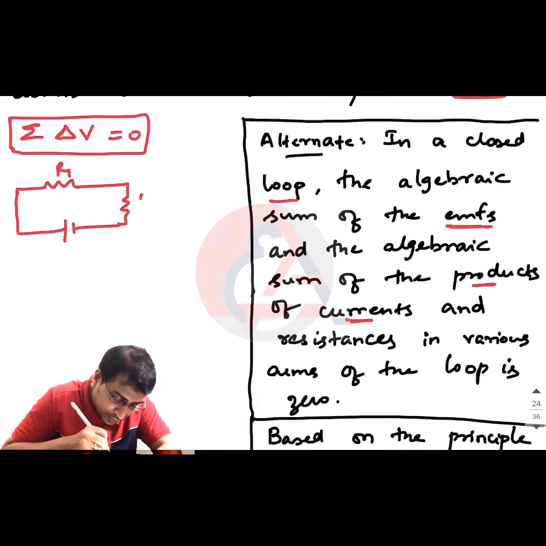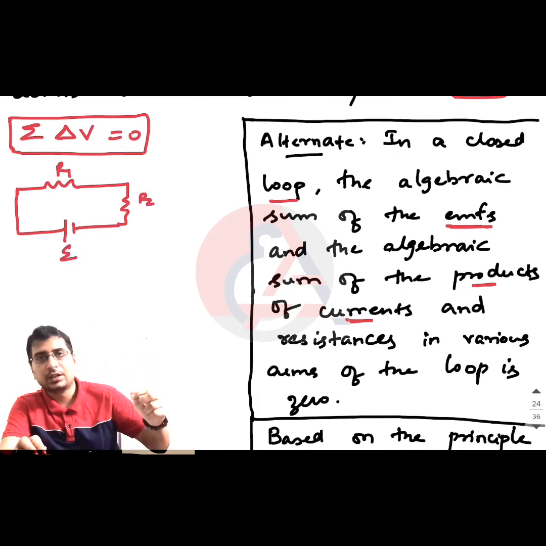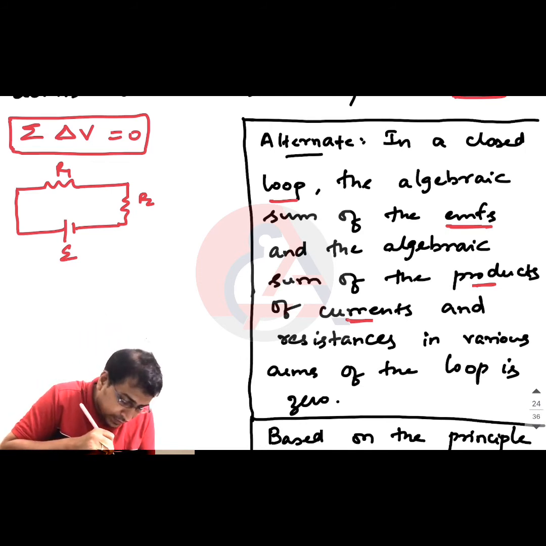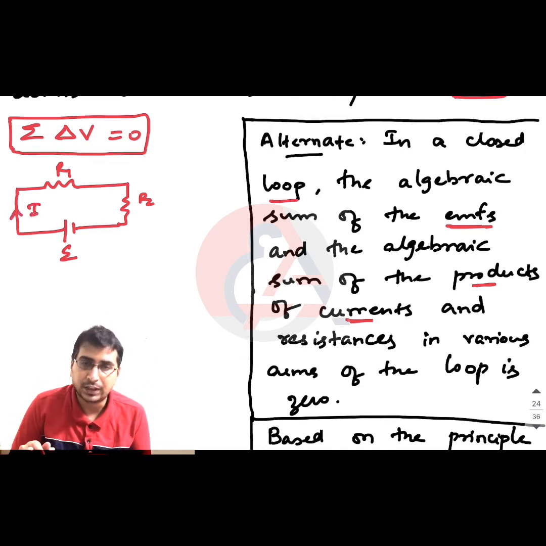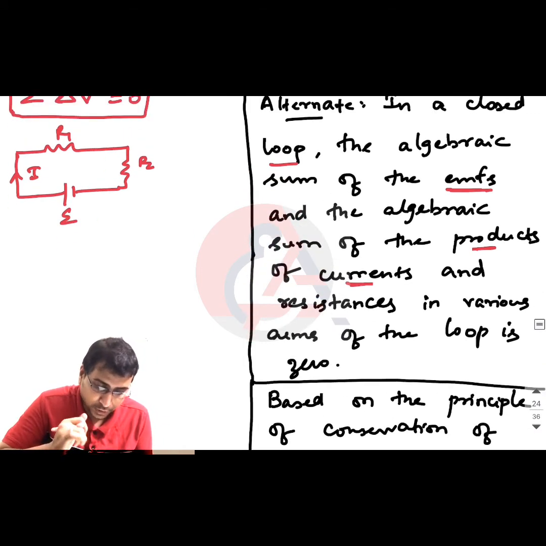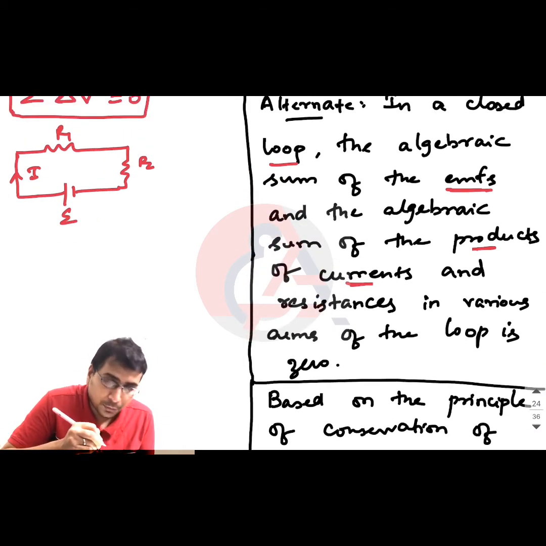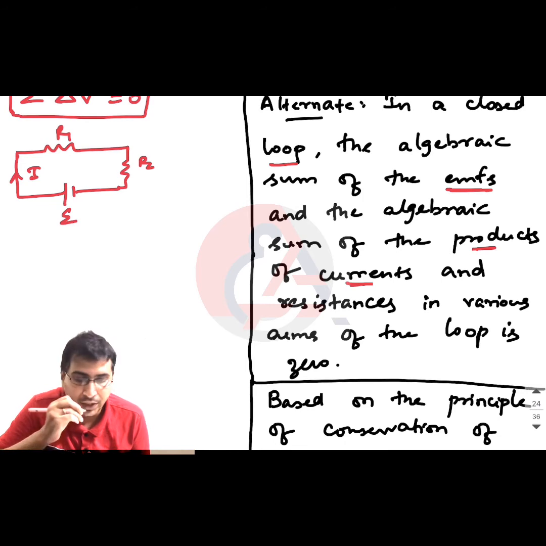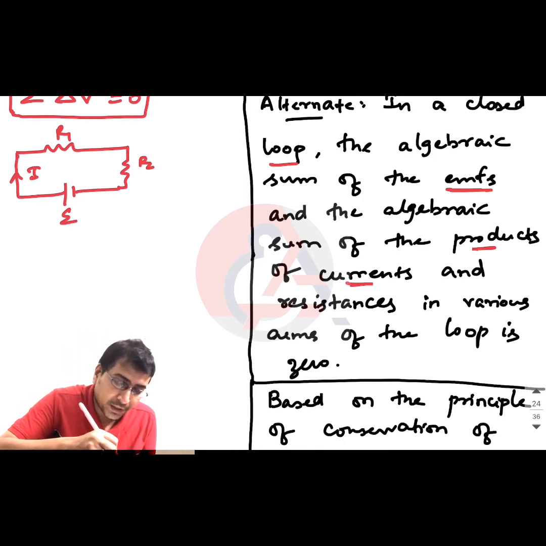Let's say there are two resistors R1 and R2 connected across the potential source E, and let's say the current that is flowing through this device is I. Now the alternate statement says that the sum of the EMFs, what sum? We need to take the algebraic sum. Here again, algebraic means we need to take the sign into consideration.